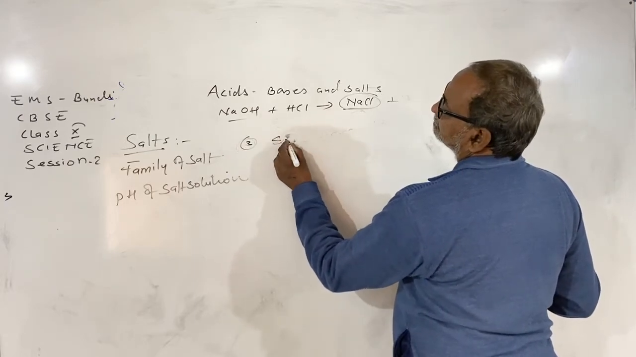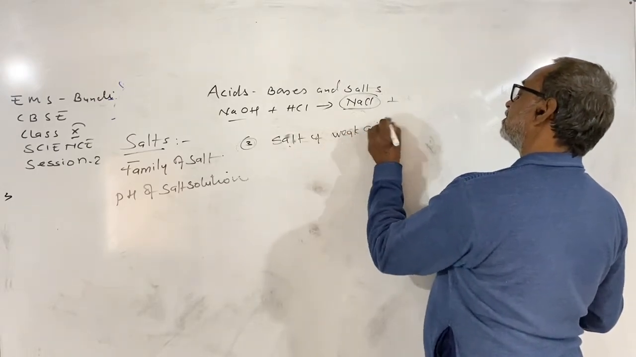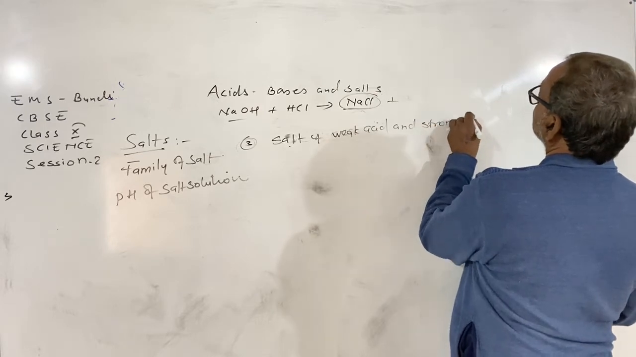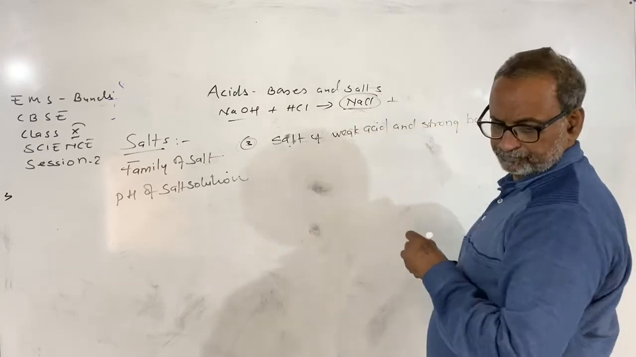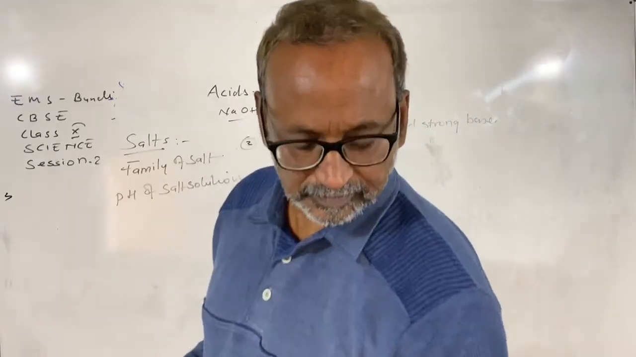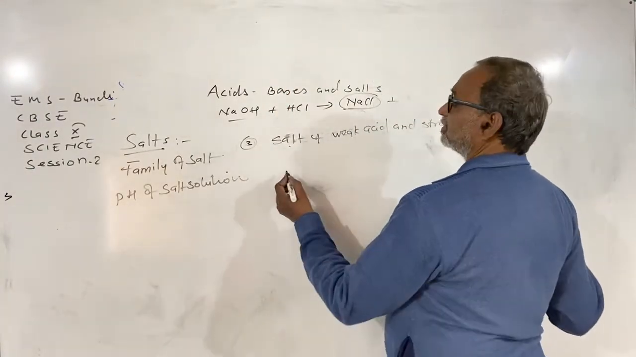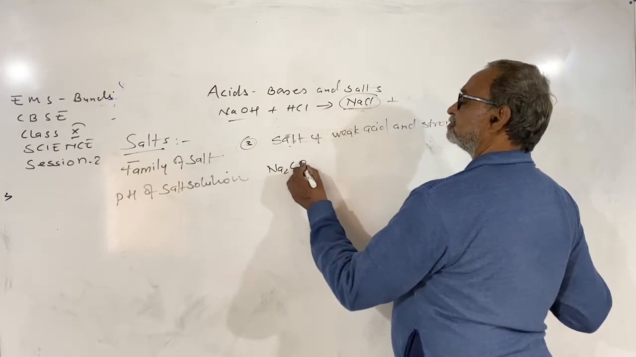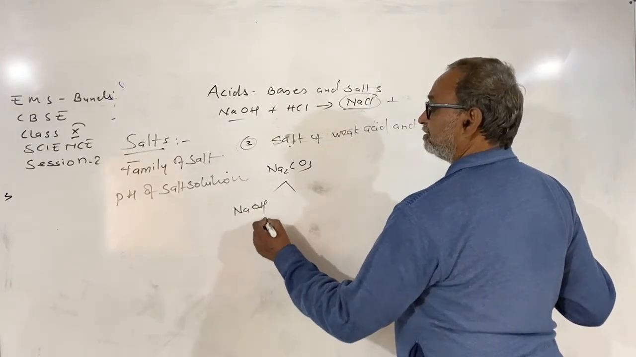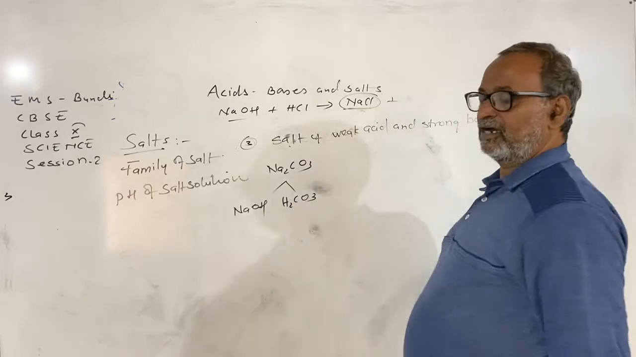Salts of weak acid and strong base. Consider the salt Na2CO3, sodium carbonate. It is a salt of sodium hydroxide, a strong base, and carbonic acid, which is a weak acid.